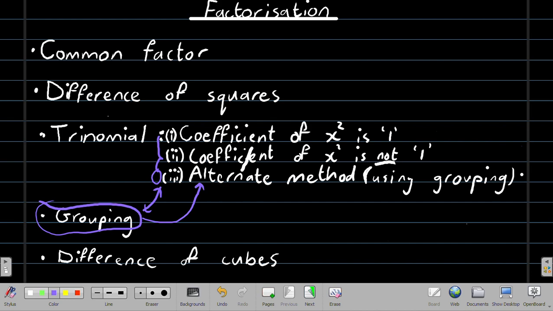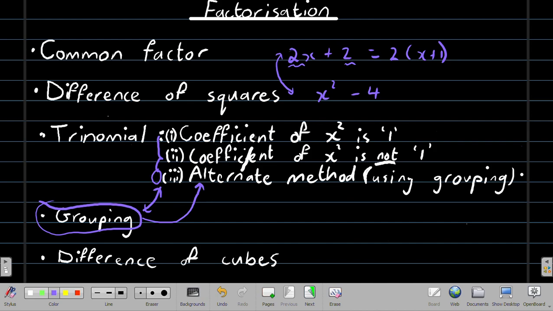First of all, let's look at common factor. Common factor is very simply, if we have something like this, we just take out the common factor, which in this case will be 2, and then factorize it like this. And then difference of squares will be something along this form. These two generally will be the easier ones. Where it's going to get tricky is with trinomials.